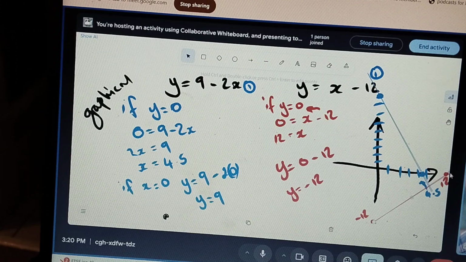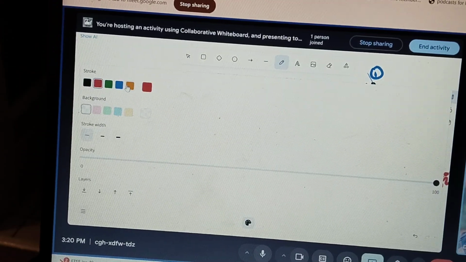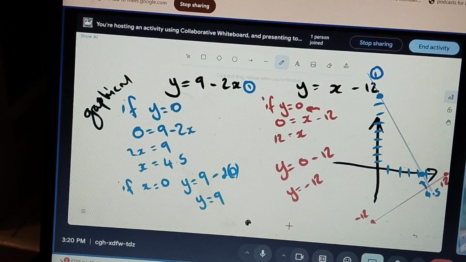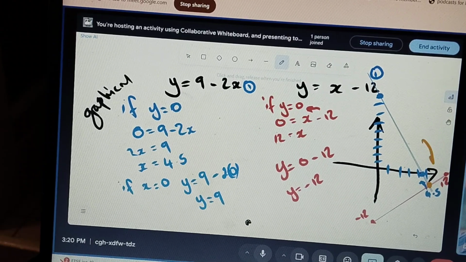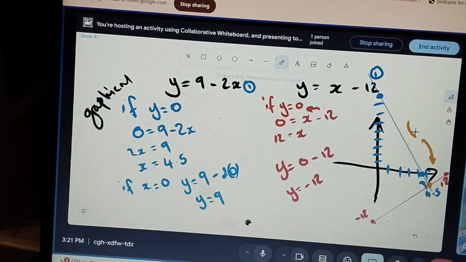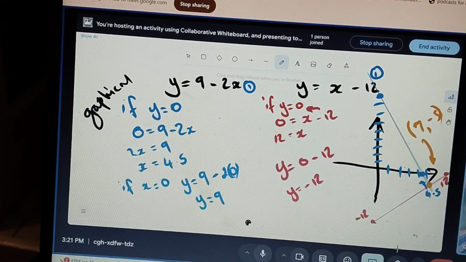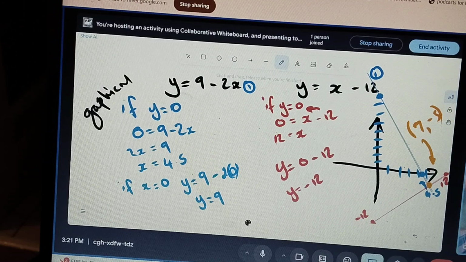And that will cut at a point. Let me just do a different color now. We're going to do orange. That point over there where the two graphs cross, that'll be the point 7, minus 5. Because remember, your x has to be 7, your y has to be minus 5. And that's how you solve them graphically.